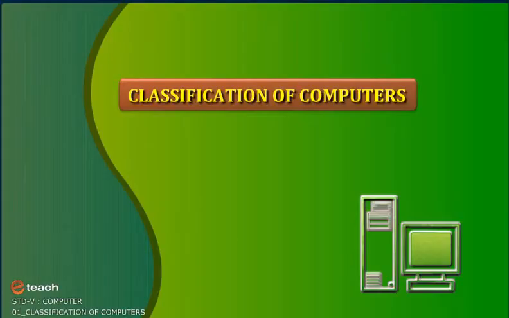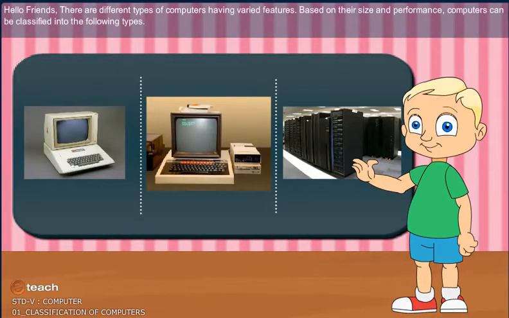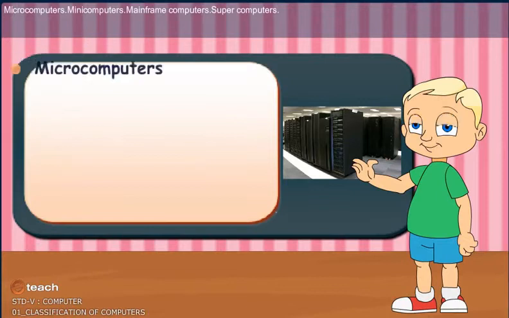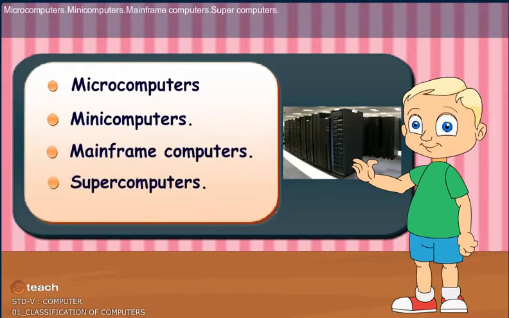Learning about the classification of computers. Hello friends. There are different types of computers having varied features. Based on their size and performance, computers can be classified into the following types: 1. Microcomputers, 2. Mini computers, 3. Mainframe computers, and 4. Supercomputers.